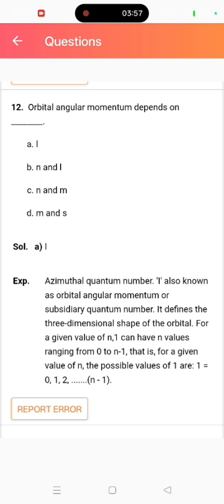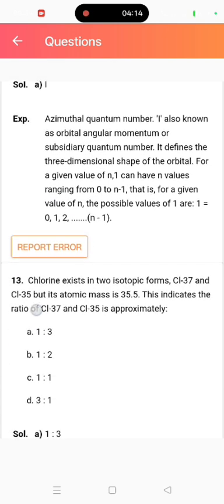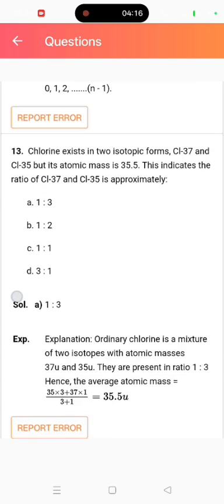So, if n is 3, L will have 3 values. How? 0, 1, 2. Okay, clear? 0 to n minus 1. These are the values of L. And in total, it is having n L values.